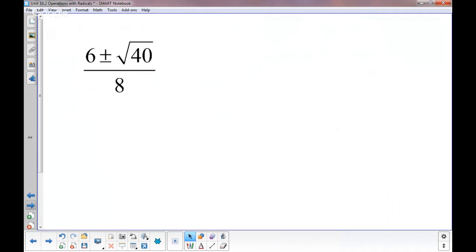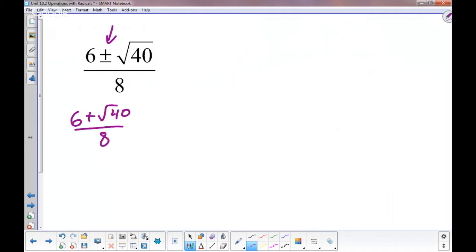All right. One more problem here. Now, this one's a little bit more. You'll see that you have this symbol right there. That's my plus minus symbol. Plus minus means I actually have two different equations. If you think about it, guys, it is 6 plus the square root of 40 divided by 8, and 6 minus the square root of 40 divided by 8. You almost treat it as two problems in one. And we use this a lot of times when we're doing square roots, especially solving equations.